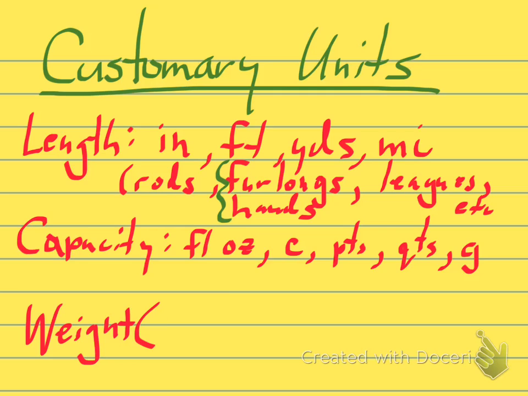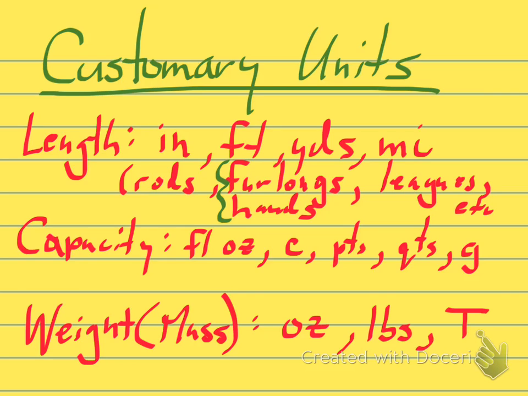And then finally, weight, or really mass, because weight is just gravity pulling on a set mass. So really what we're measuring is mass of something on the surface of the earth. And we use ounces, pounds, and tons. Those are not quite as fancy. That's actually the simplest of all the stuff up here.